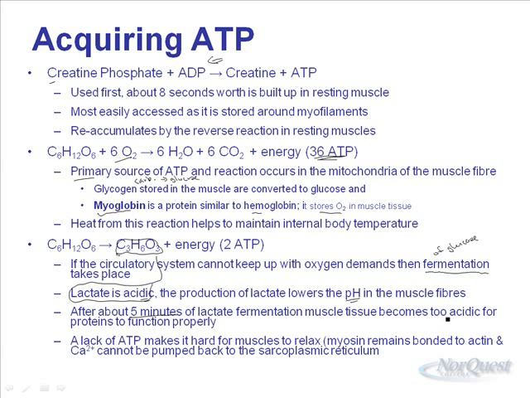We've used up all of our oxygen storage. We start doing lactate fermentation. After about 5 minutes of lactate fermentation, that's it. Our muscles can't relax, because we can't get enough energy released from the glucose.